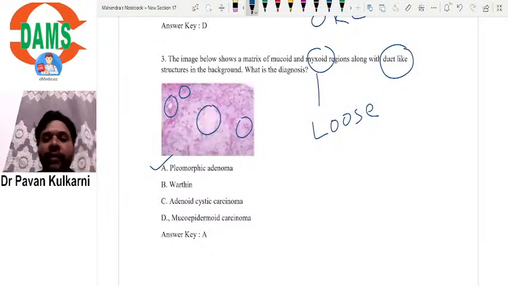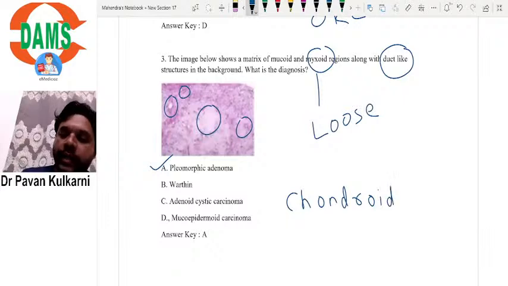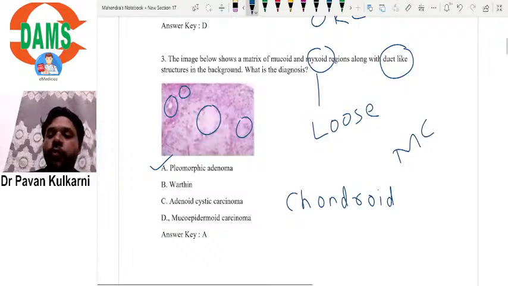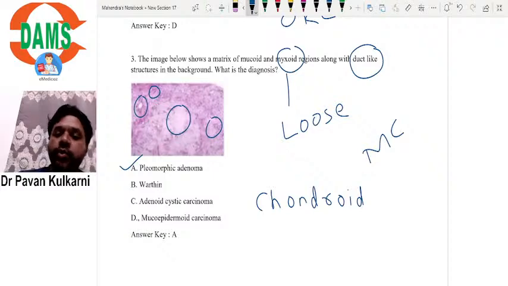Another very important feature you should remember is you will also see chondroid areas along with the myxoid areas. That is why they characteristically call it chondromyxoid stroma. This is a very typical MCQ. Where do you see chondromyxoid stroma?